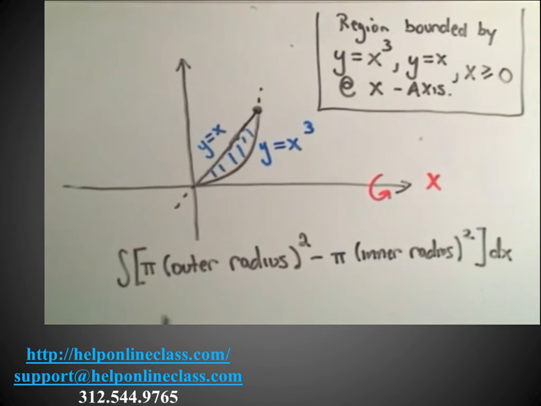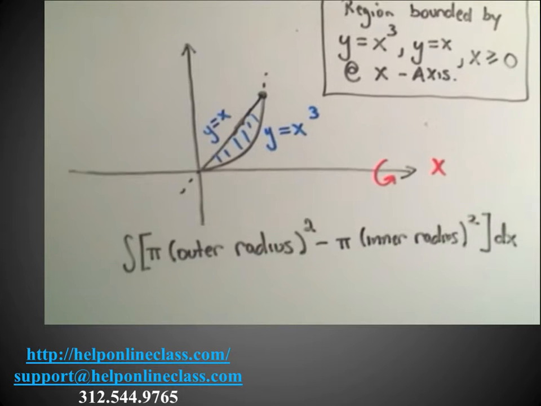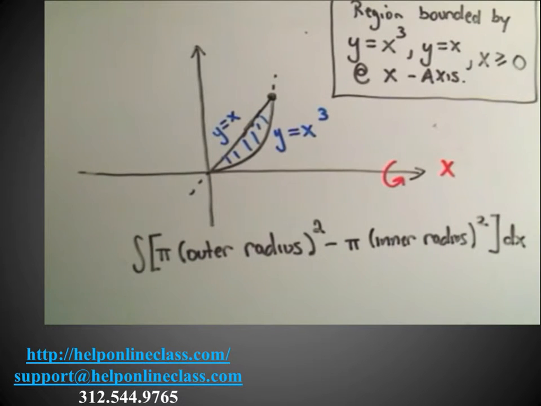And the formula we're going to use here, the way I like to think about it, is pi times the outer radius squared minus pi times the inner radius squared. I'm going to do some variations on this one in some other videos as well.